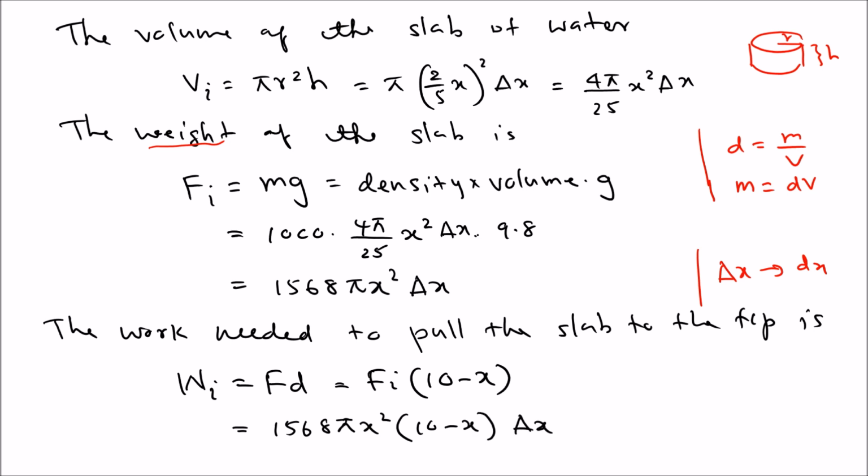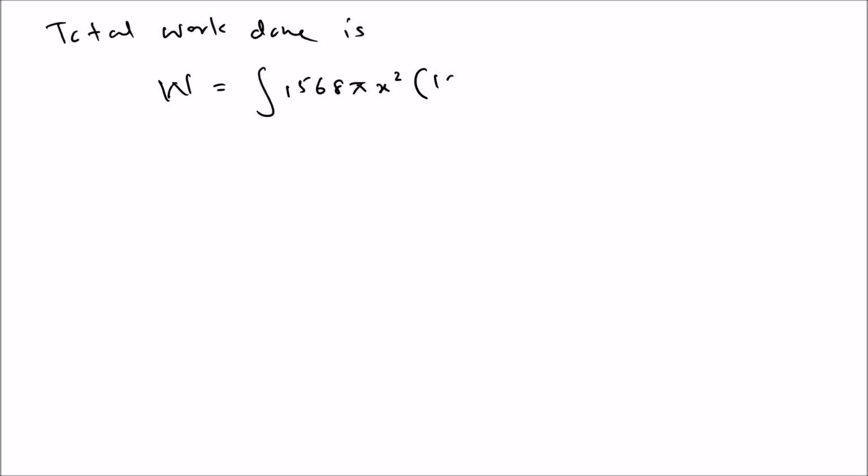Okay, so that is just for a small piece. Now we can integrate this. The total work done is simply the integral, because this is for the small piece. Now we're going to add all the pieces. Adding all the pieces means you integrate. So the total work done is the integral of 1568 pi x squared (10 minus x) dx. Delta x becomes dx. What's the limit? You have to do it for everything between 0 and 8. That's where the water is. So from 0 to 8.